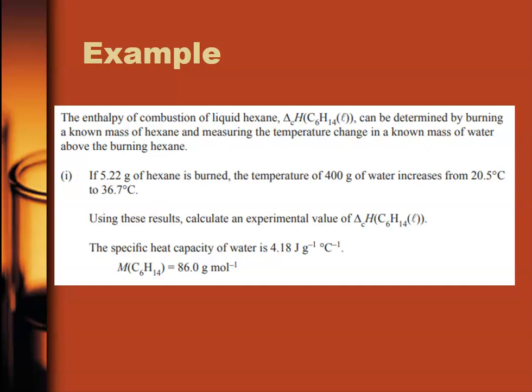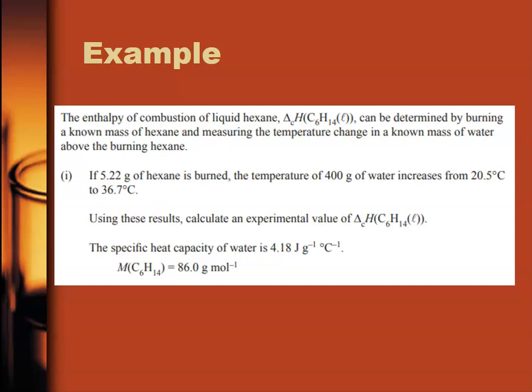So in this case, 5.22 grams of hexane is burned, and the temperature of 400 grams of water increases from 20.5 degrees to 36.7 degrees. So using these results, calculate an experimental value for the enthalpy of combustion of hexane. And you're given some data in there, particularly the specific heat capacity of water and the molar mass of the hexane.